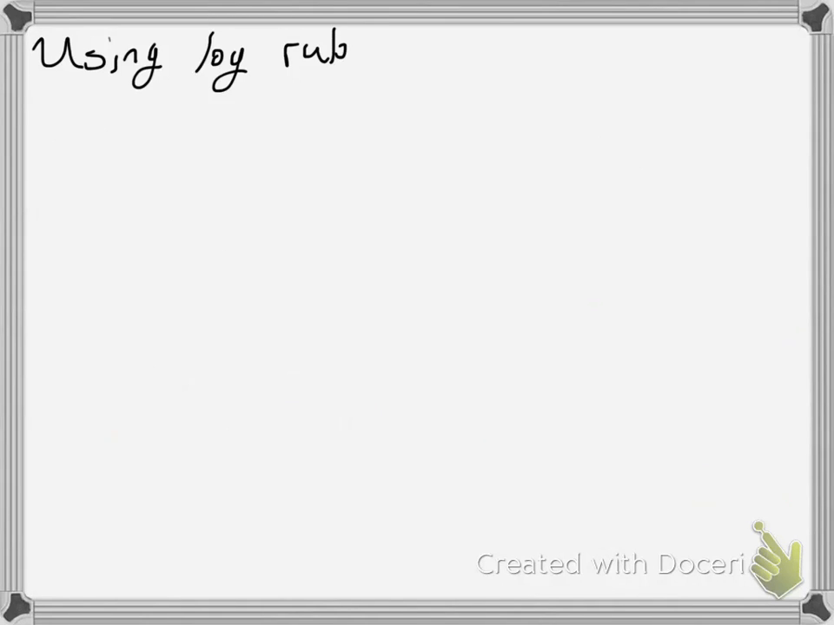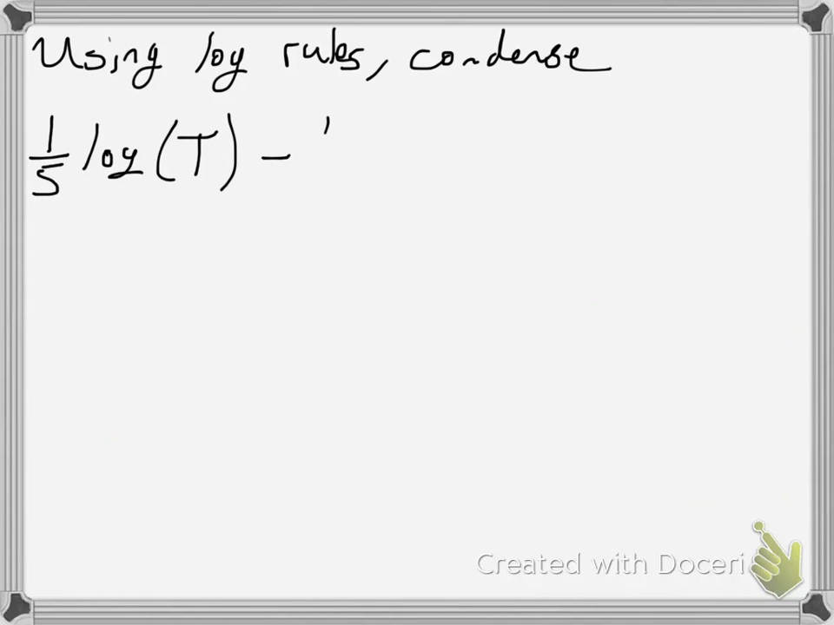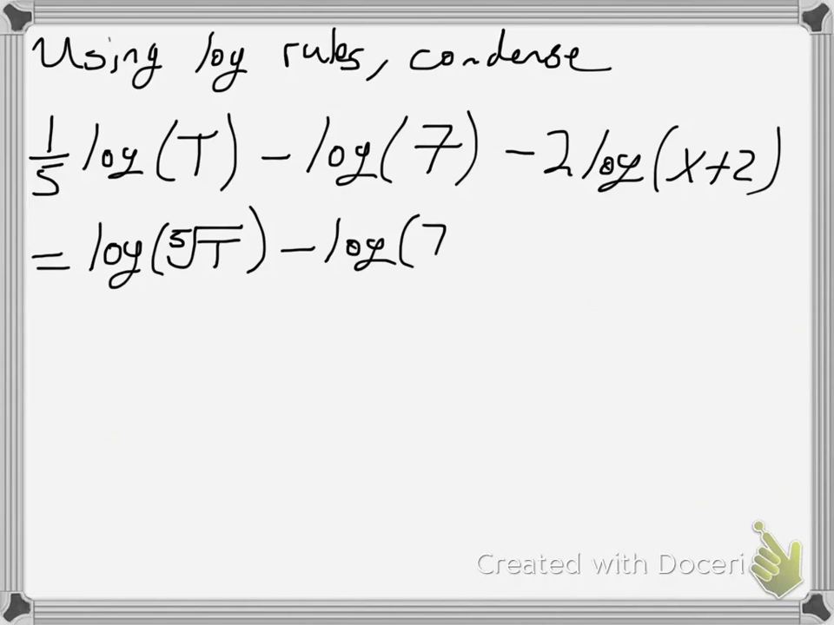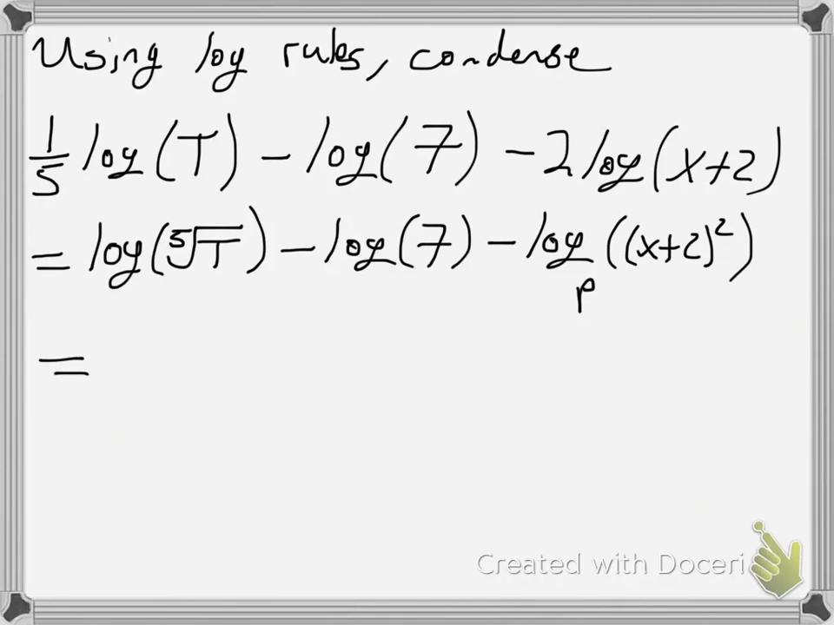Alright, now we're going to use log rules to condense. We're going to condense down into a single logarithm. So we have 1/5 log t minus log 7 minus 2 log x plus 2. The first thing we're going to do is use the power rule to put the 1/5 back up on the t. That'll be a 5th root of t, and we'll bring that 2 back up to make that an x plus 2 quantity squared on that last term. So we have log 5th root of t minus log 7 minus log of x plus 2 quantity squared. And that was using the power rule twice.